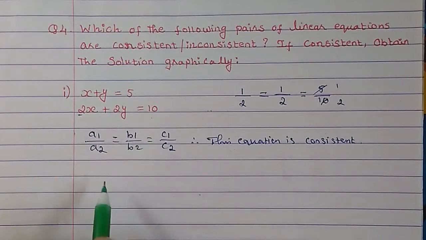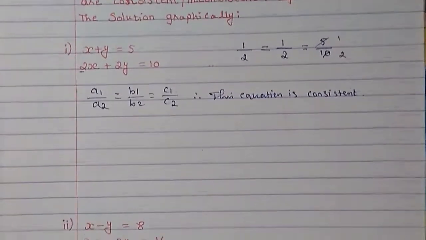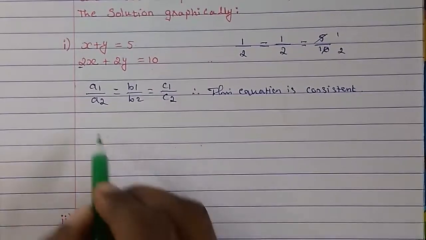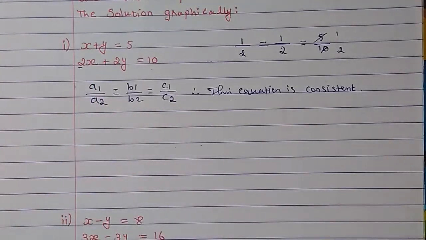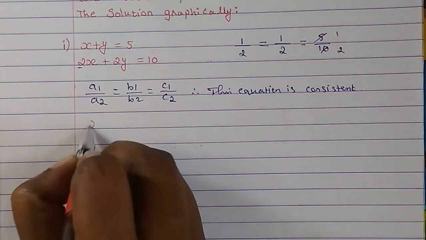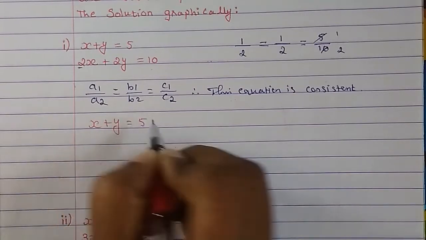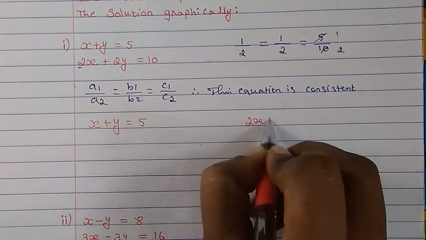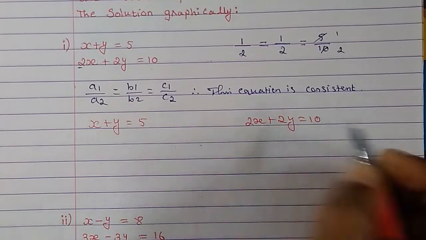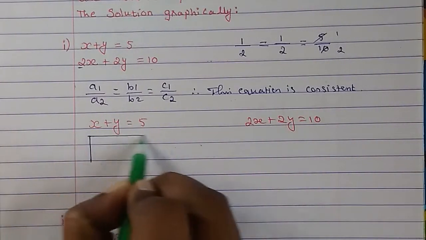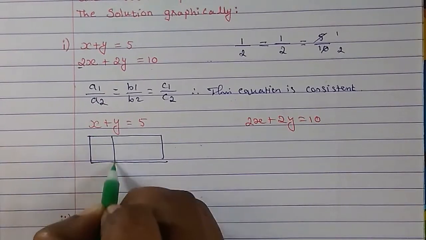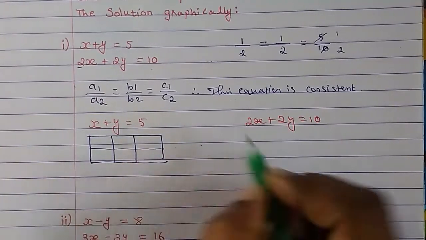For the graph, we have to find at least two solutions to get the graph. So let's plot the graph. Our equations are these. Let me write down the equations. That is x plus y equal to 5. Another is 2x plus 2y equal to 10. So we plot the graph. At least two solutions we need.